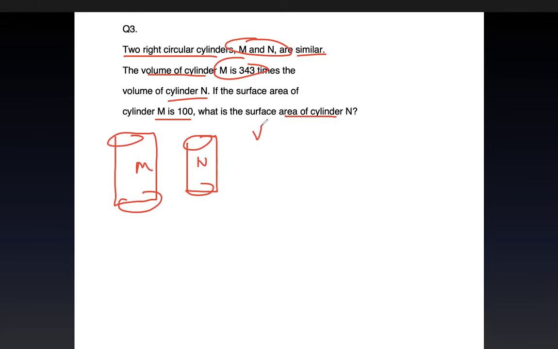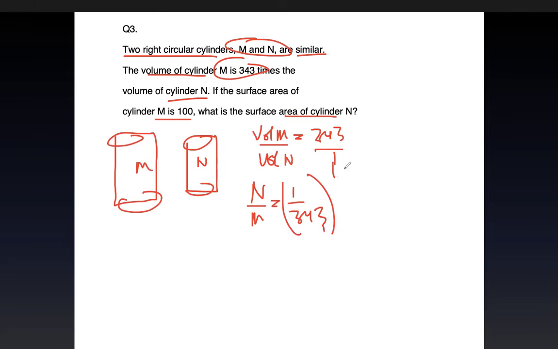So the volume of M and volume of N are in the ratio of 343 over 1. This is the same thing as volume of N over volume of M is 1 over 343. We can find the scale factor of this. The scale factor, you just have to find the cube root of that. But then you need the scale factor for the surface area. The way I do it is, for surface area, you just have to square the whole thing.